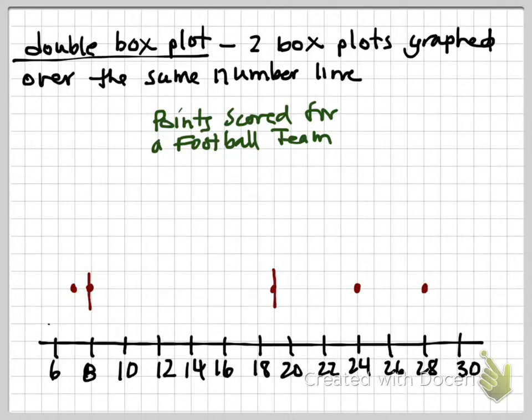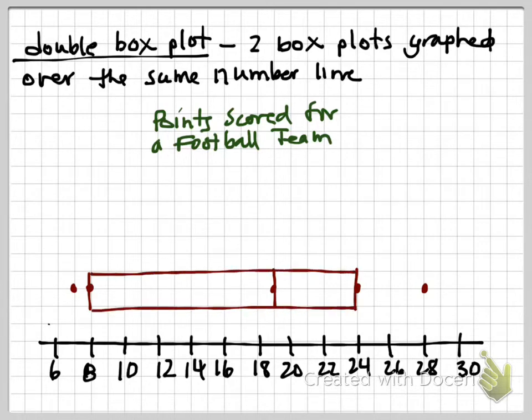Notice, I don't know where you got the notion as I walked by, but several of you graphed all the points that were in the data. That's not how a box plot works. There are 5 key points. So what's the least value in this box plot? 7. And what's the first quartile? That's 8. And then what's the median? 19. And what's the third quartile? 24. And the greatest value? 28.